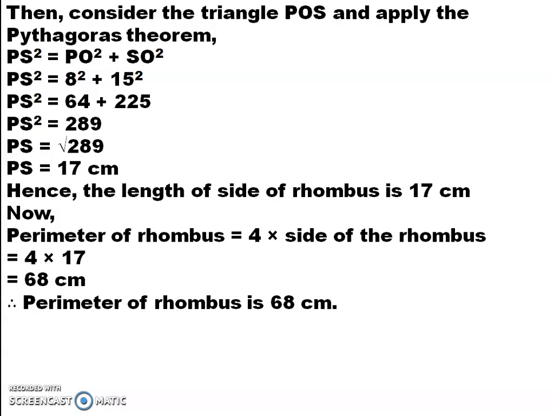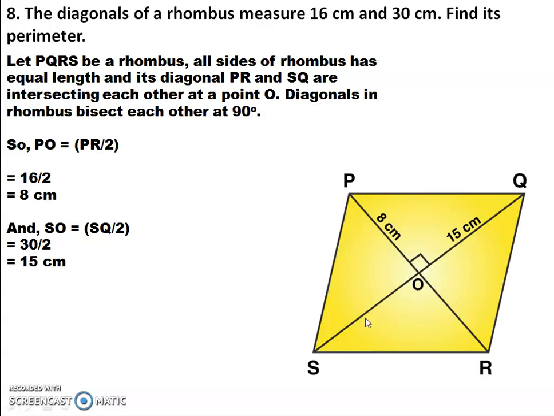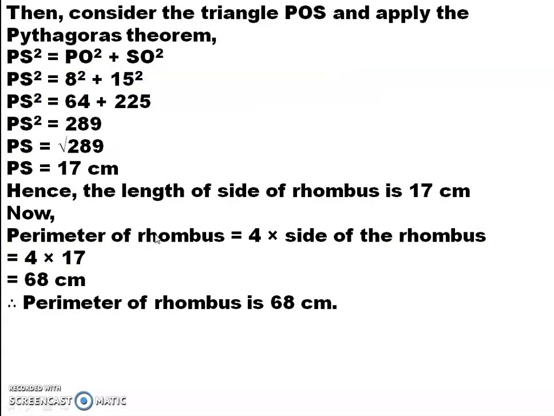I told you all the sides of a rhombus are equal. So you got PS is equal to 17 centimeter, or PQ is equal to 17 centimeter. So how will you find the perimeter? All the sides are equal. So 4 into 17, 68 centimeter. Perimeter of the rhombus is 68 centimeter.